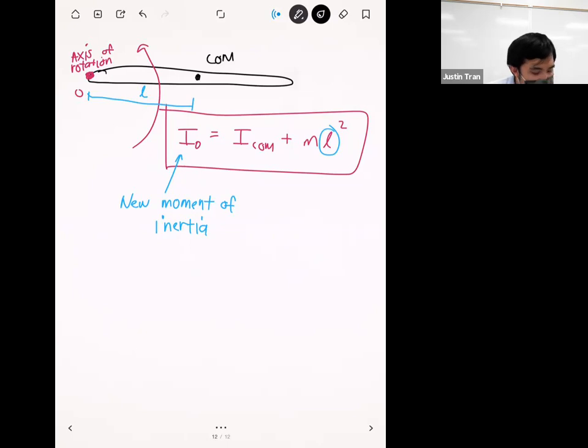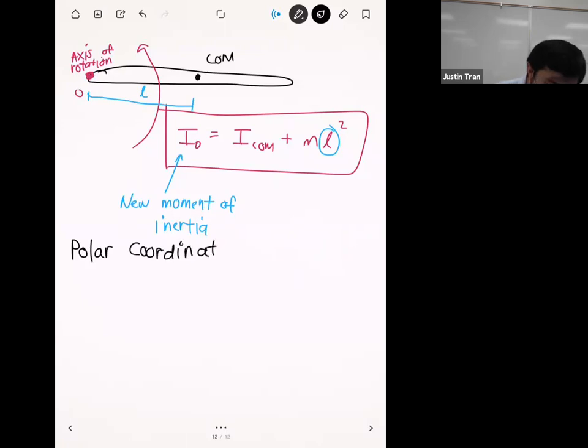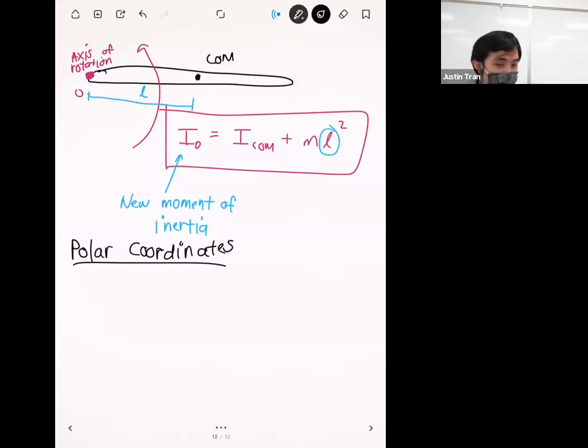All right, and so the last thing I wanted to cover before we leave for today is a very quick review of polar coordinates. Because we'll be doing angular motion here, it's actually really inconvenient to work in the XY coordinate system. Whenever you have any kind of angular motion, polar coordinates is the most convenient thing to work with.